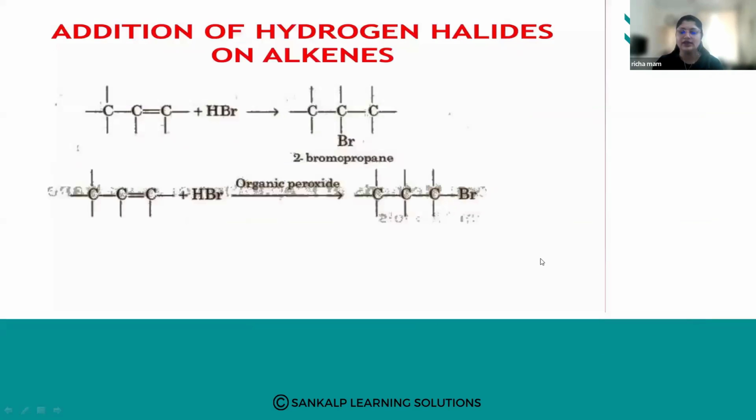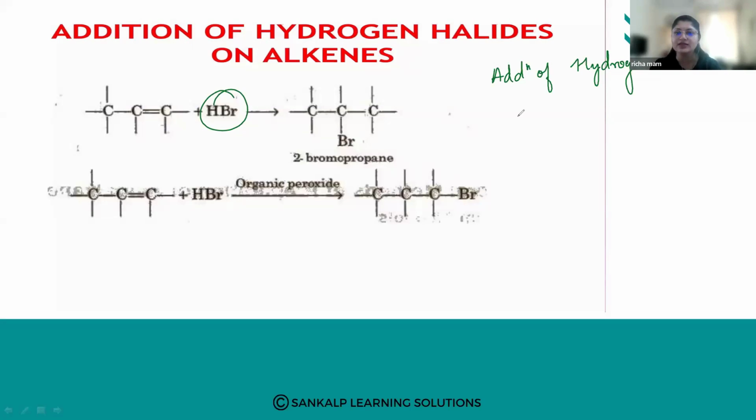Next is addition from alkene. So addition of hydrogen halide. You can see hydrogen halide. What do you mean by hydrogen halide? HBr. Alkene means you have a double bond system.